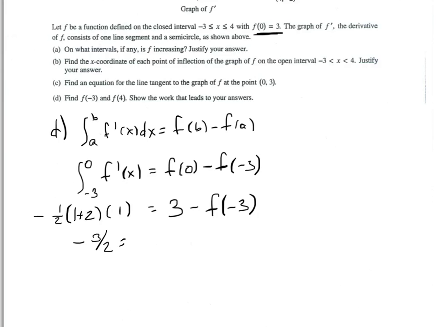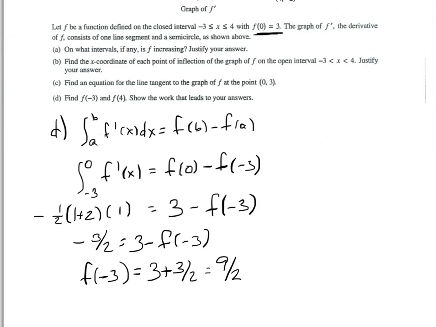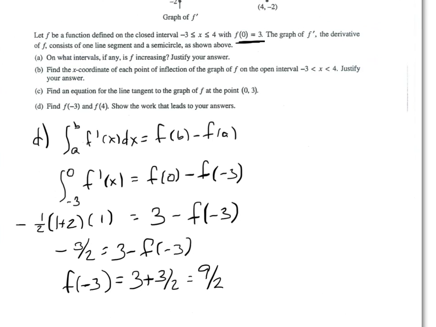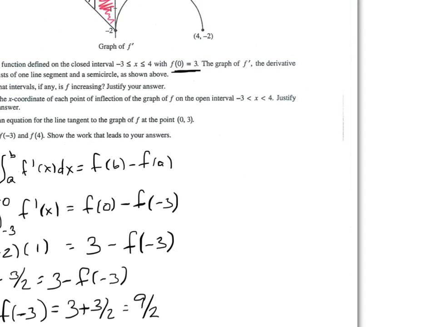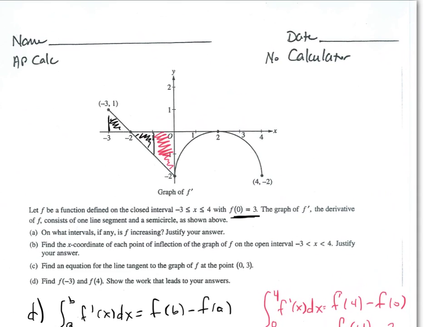So it's negative 3 halves equals 3 minus f of negative 3, or f of negative 3 is equal to 3 plus 3 halves, and that is 9 halves. So f of negative 3 is equal to 9 halves. So let's do the same thing with our f of 4. So we want the integral from 0 to 4, because we're looking for f of 4, but we have f of 0. F of 0 is 3. So the integral from 0 to 4.